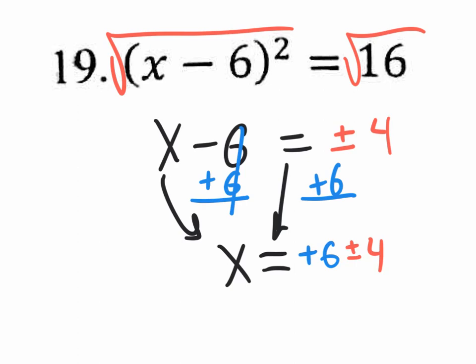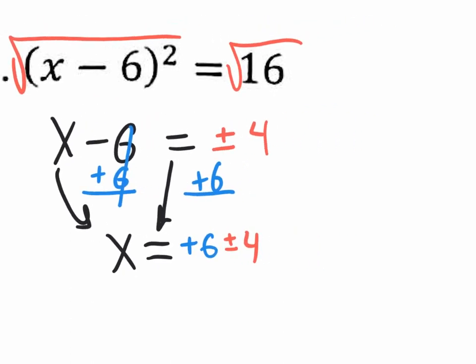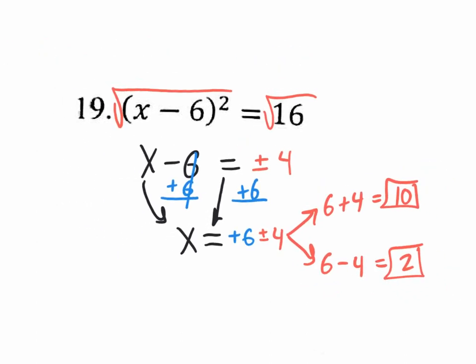So what does this mean? Positive 6 plus or minus 4. It means that I have both situations. I have the positive 6 plus 4, and I have the positive 6 minus 4. So I actually get two answers. 6 plus 4 is 10. That's one answer. 6 minus 4 is 2. That's another answer. You have to have both answers to get full credit.